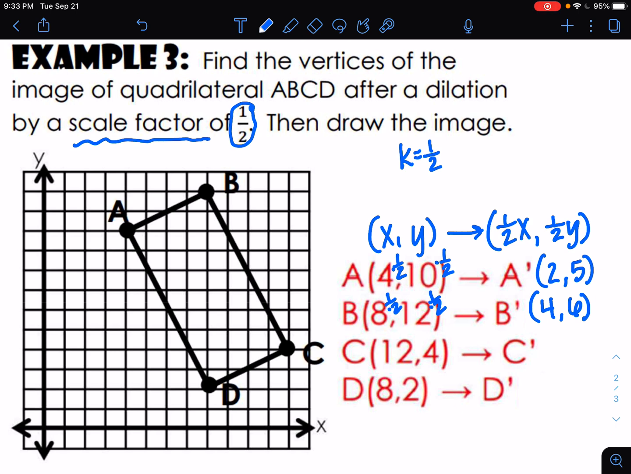So this rectangle is going to be half the size. 12 times 1/2 is 6. Half of 12 is 6. Half of 4 is 2. 8 times 1/2. Half of 8 is 4. And half of 2 is 1. Go ahead, silently plot those points. Make sure they're accurate. Check my work also.